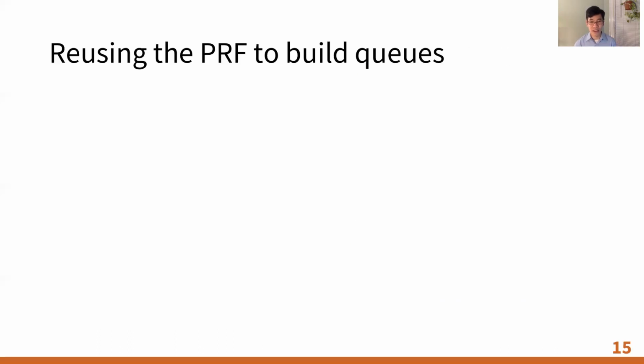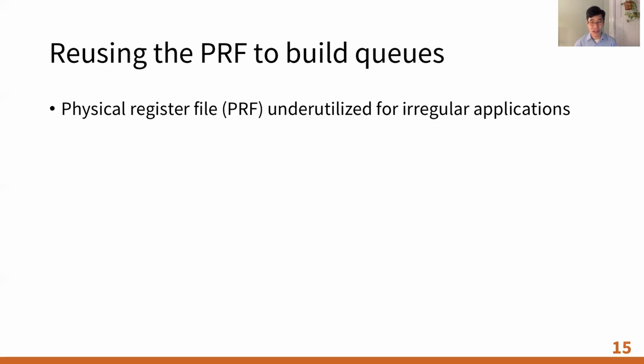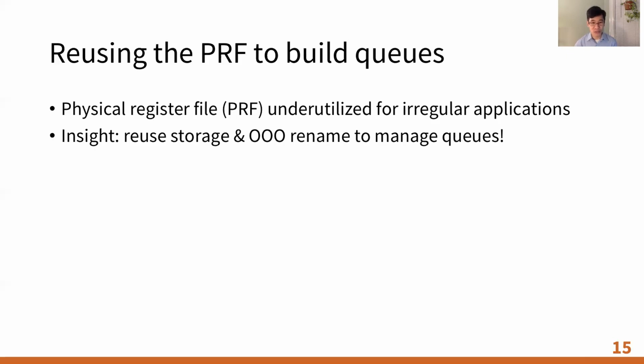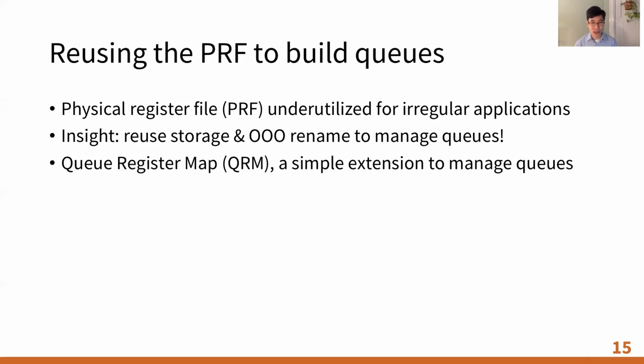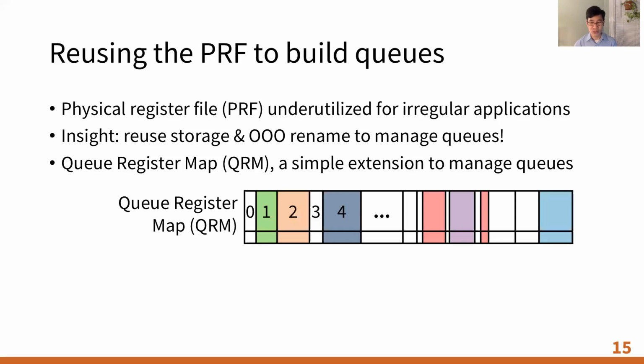One of Pipette's key features is its reuse of the physical register file, or PRF, to build queues. We observe that the PRF is underutilized in irregular applications. When you decouple applications, the PRF becomes much more lightly used. Again, this large pool of registers is already managed by structures like the free list, which already have queue-like semantics. Our insight is that we can reuse these structures to build queues. We do this with the queue register map, which tracks the physical register indices used by all the queues in the system at very low cost, with just a few hundred bytes of storage.